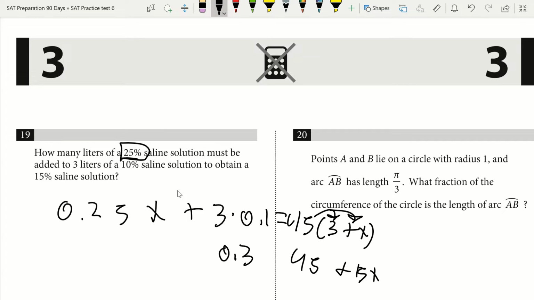Or I'm sorry, this should be 0.15. That should be 0.15. This should be 0.45. And this should be plus 0.15X. Okay, I forgot about that. Since it's 10%, I did 0.1 since I also did 0.25 and 0.1 here. All right, and that should be 0.15. Yep. All right, so at this point, set them equal. 0.25x is there. 0.25x plus 0.3.